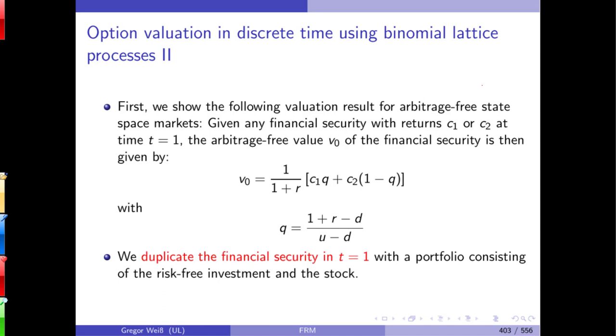At this point, if you want to know why you come up with this, please look at my textbook, Unternehmerische Finanzierungspolitik. You can also look it up on the internet, but it's quite simple to show that with a risk-free rate in a state space market like this, with one period and two future cash flows, C1 and C2, you can take the probability up and down and change it, and this in the end looks like risk neutral pricing. So we'll duplicate the financial security with a portfolio consisting of the risk-free investment and the stock.